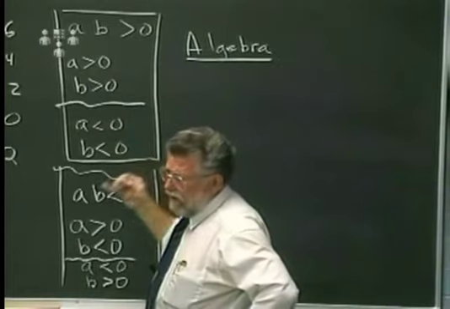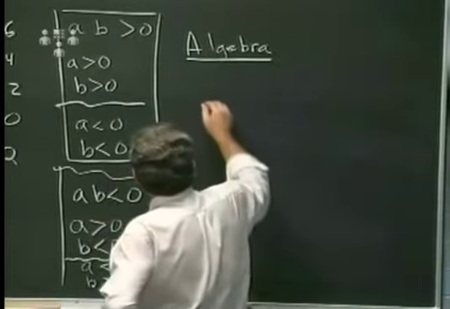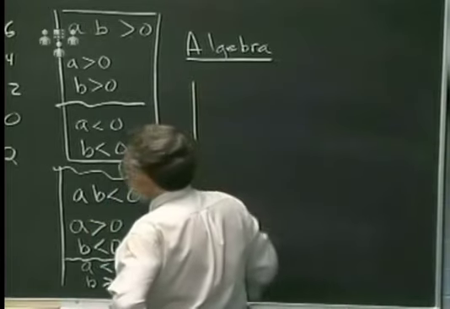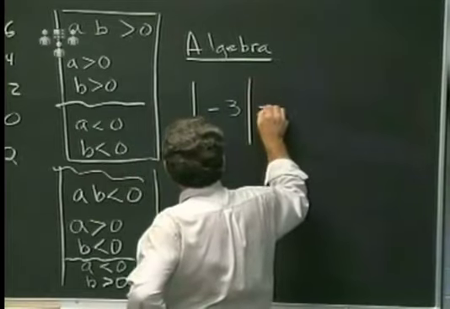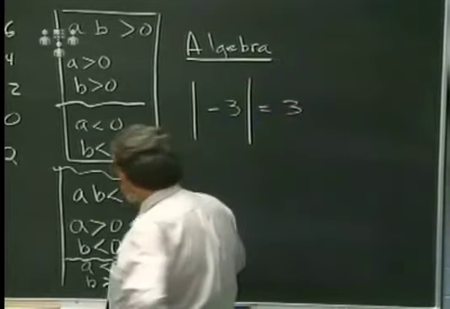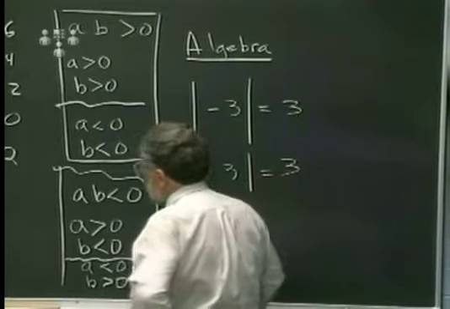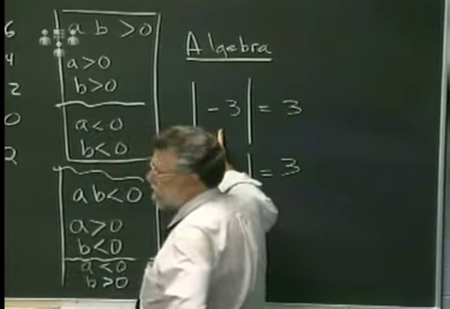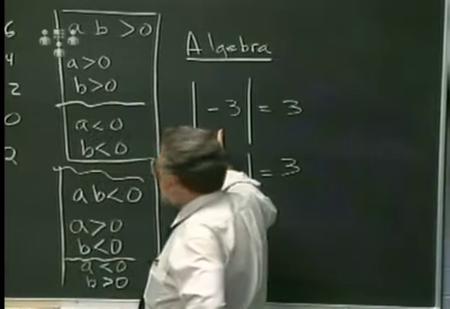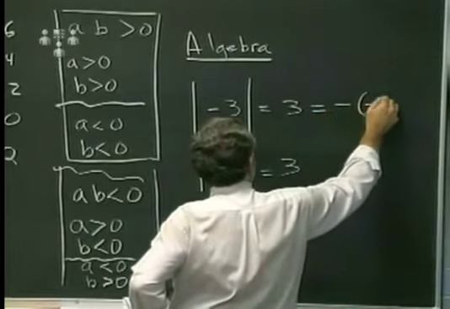Now I'm going to carry this one step further. Absolute value. You said that the absolute value of -3 is 3, correct? Yes. And you said the absolute value of 3 was 3. There's another way I can look at this. I can say that this is the additive inverse of -3.